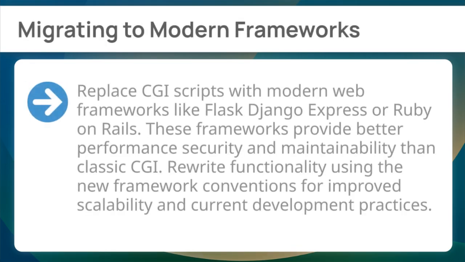Finally, migrating to modern frameworks. Replace CGI scripts with modern web frameworks like Flask, Django, Express, or Ruby on Rails. These frameworks provide better performance, security, and maintainability than classic CGI. Rewrite functionality using the new framework conventions for improved scalability and current development practices.